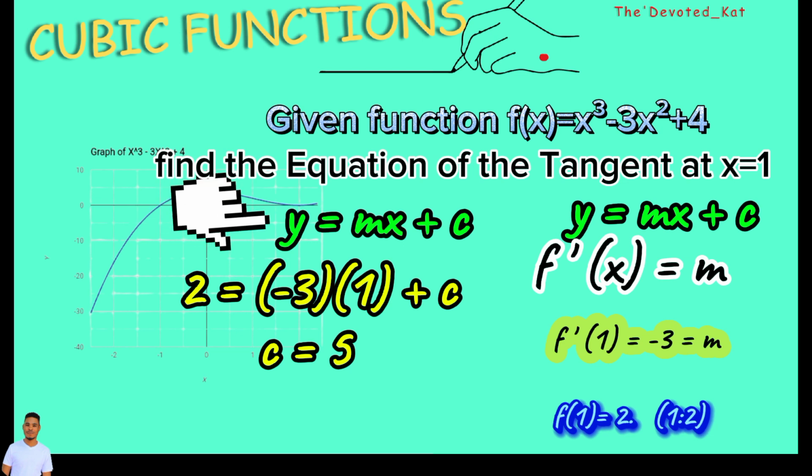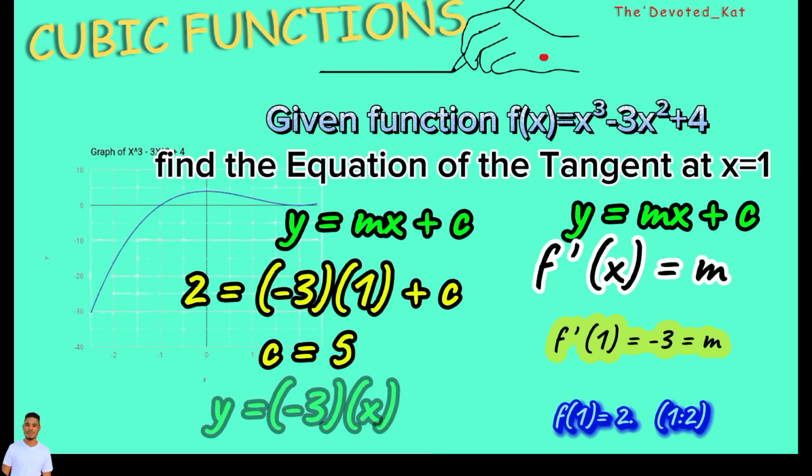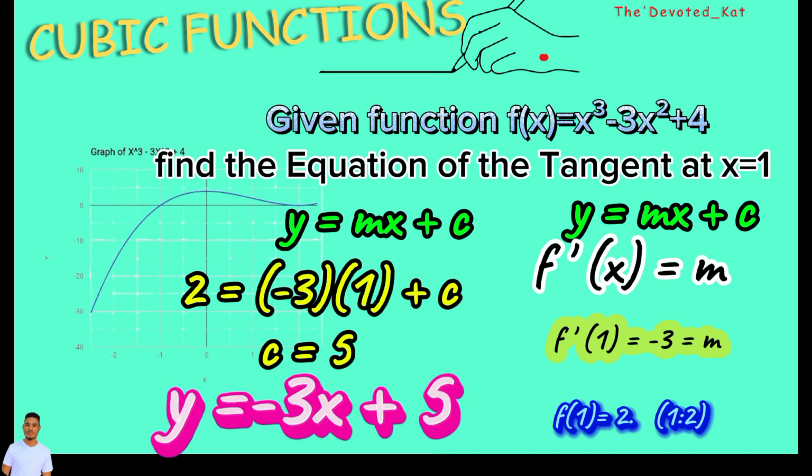And then from here we are going to go back to our equation of our tangent, because we are trying to find the equation of a tangent, and then we write it in equation form, saying y is equal to, and then our m is our gradient, which is negative 3, and then we put our x plus our c, which is 5. There we go. That's how you find the equation of a tangent.